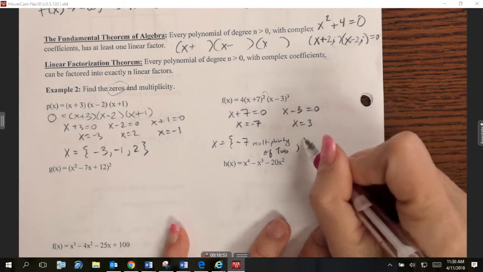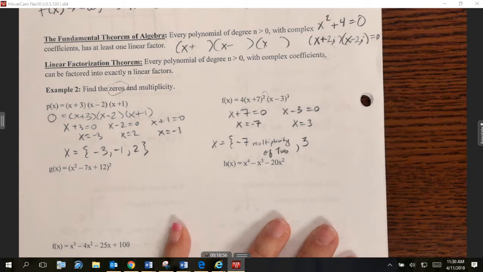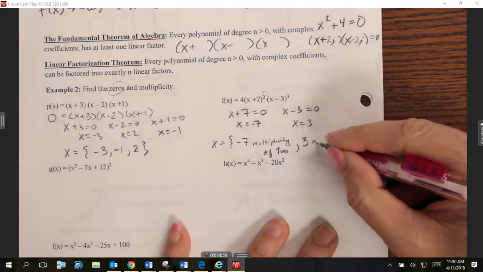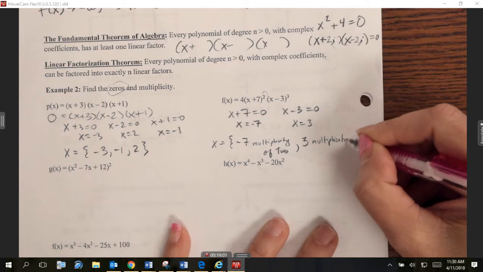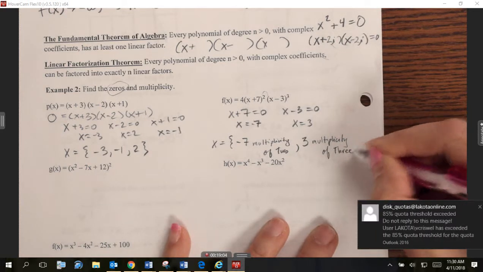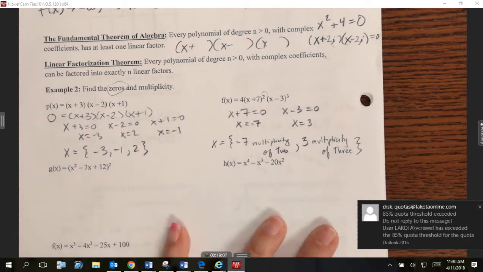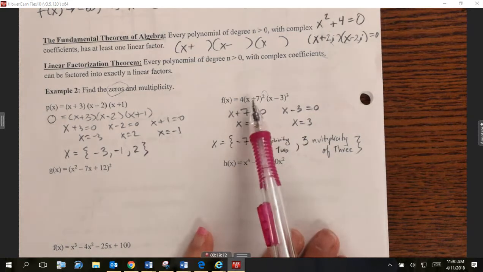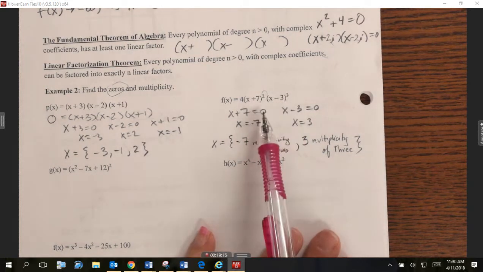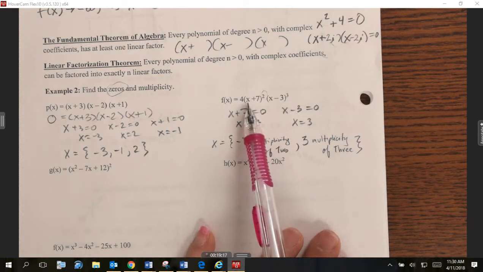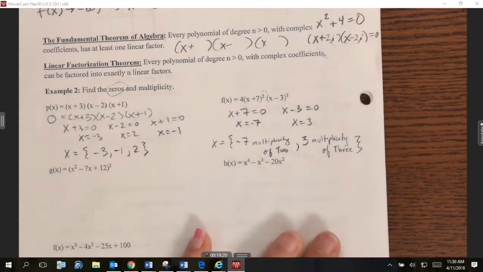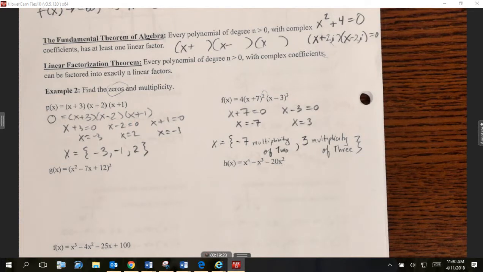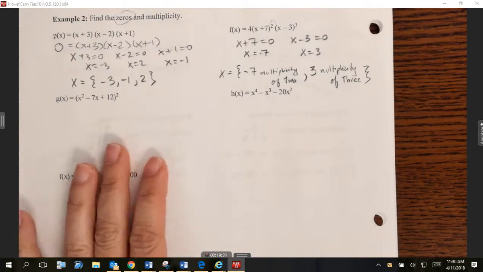And then my other 0 is 3. But that occurs how many times? We have a multiplicity of 3. And two -7s, 3 3s gives me a total of 5. And if I were to multiply this all out, which I'm not about to do, but if I were to FOIL and distribute it all out, I would get x to the fifth. I'd have a degree of 5. So I have the exact same number of answers as I do my degree. Okay? Next one.